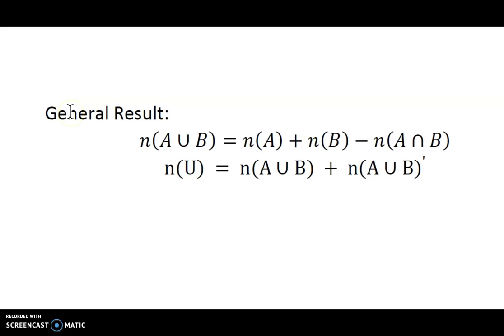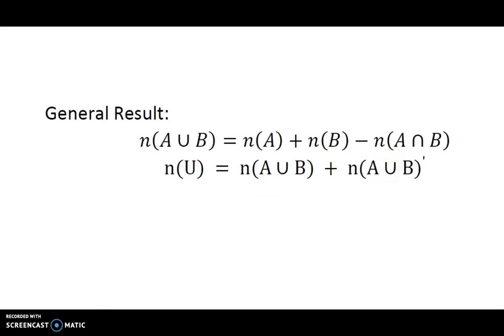Alright, so the general results that we will be making use of a lot in these problems are: the number of elements of A union B is equal to the number of elements of A plus the number of elements of B minus the number of elements of A intersect B. Secondly, the number of elements of the universal set is equal to the number of elements of A union B plus the number of elements of A union B complement. So A union B and A union B complement. Right? What exists inside of A union B and what does not exist inside of A union B.